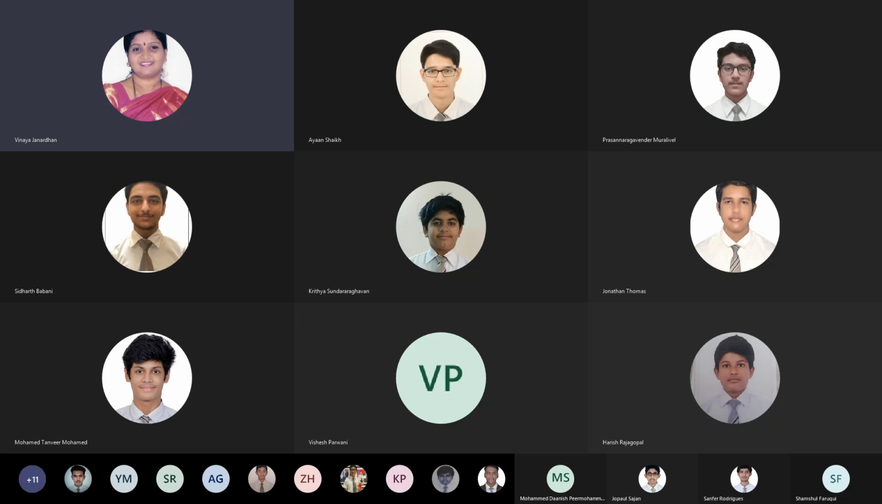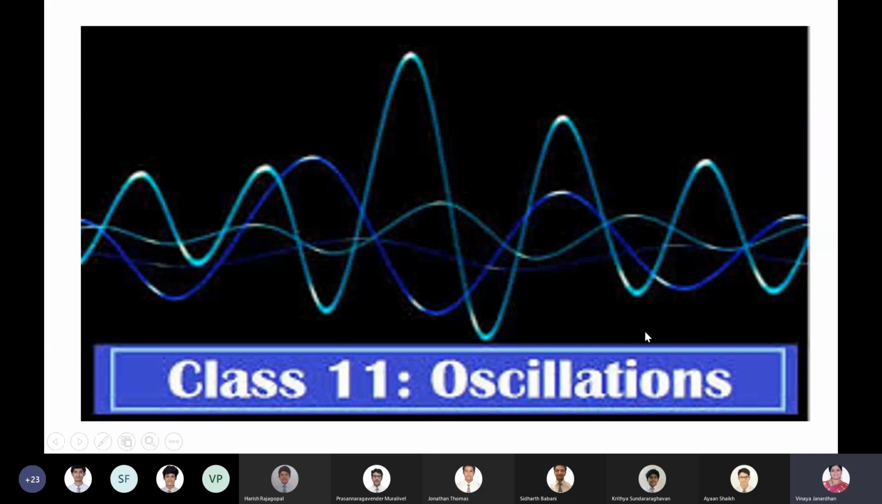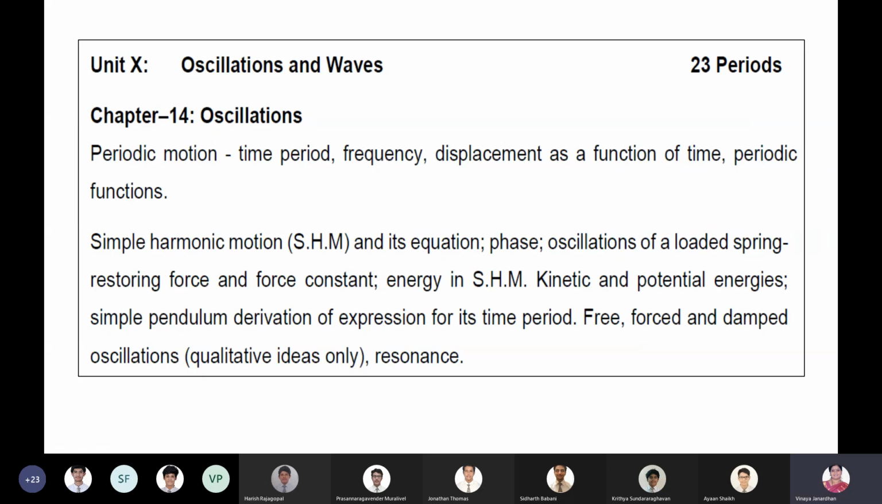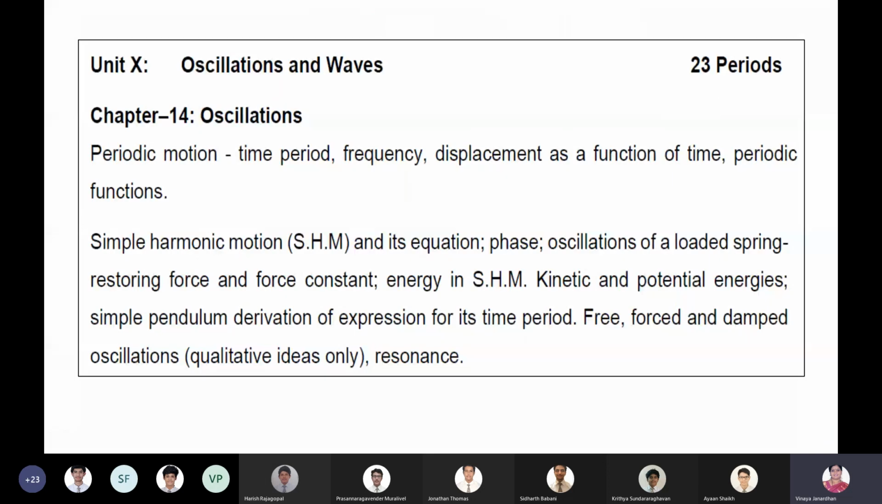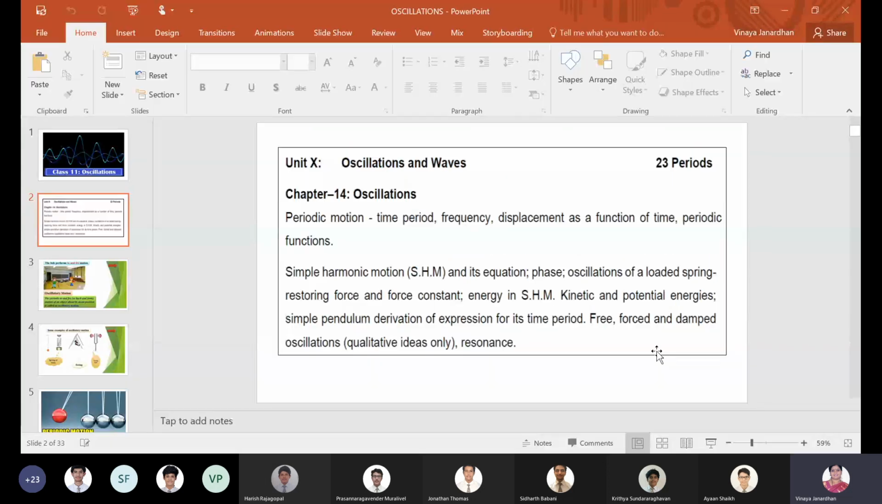Just an introduction, that's it. Boys, it will be the second last chapter, oscillation. Under oscillation, this is what you are going to study: periodic motion, time period, frequency, displacement as a function of time, periodic functions. Then simple harmonic motion, oscillations of a loaded spring, energy in simple harmonic motion, kinetic and potential. These are the things you will learn in oscillations, then later in waves. I think you know what oscillatory motion is. We'll start that in the next class.